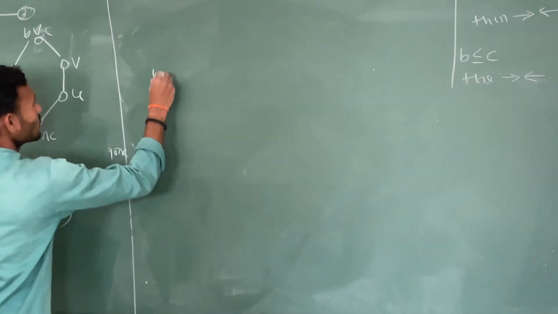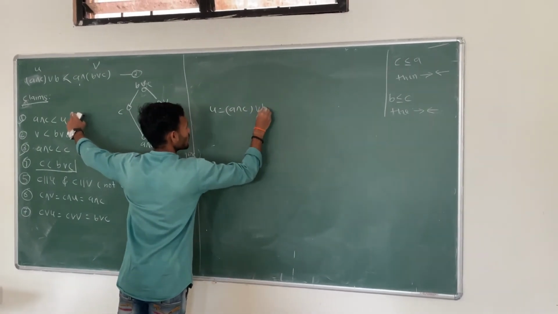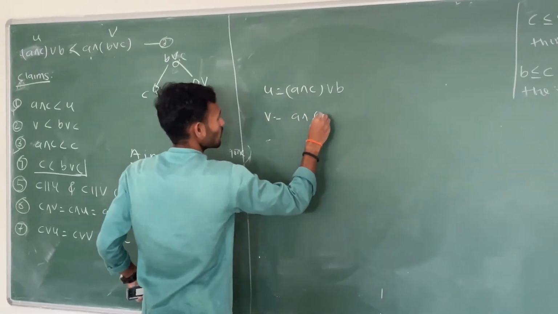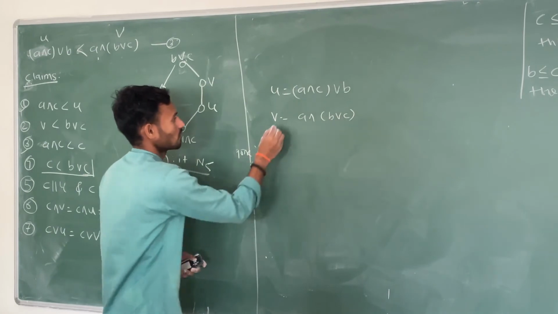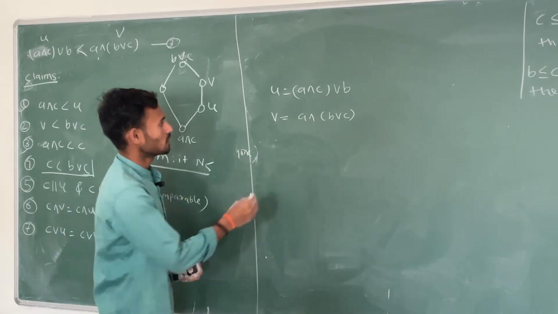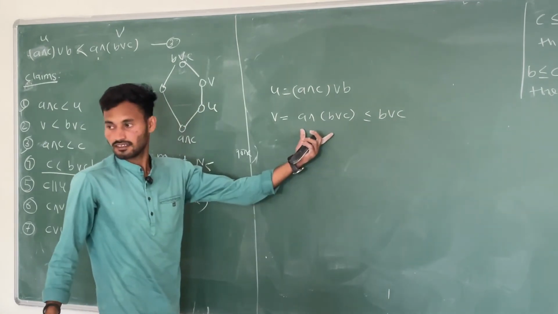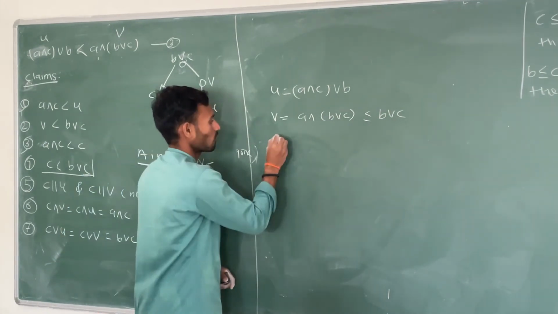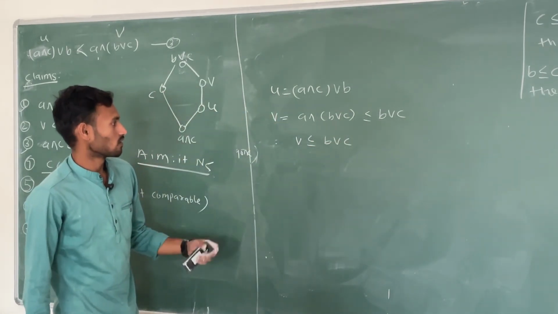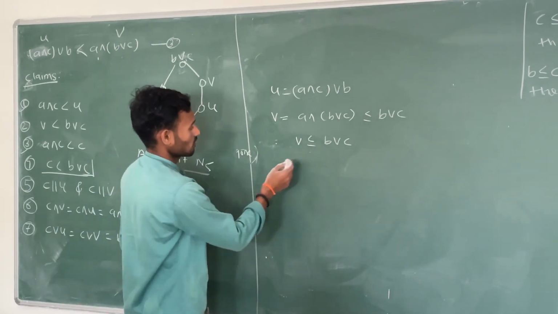If we take U equals to A meet C join with B, and V equals to A meet B join C. Okay. So this part is less than or equal to B join C. So from that, B is less than or equal to B join C. V join C is less than or equal to B join C. Yes.